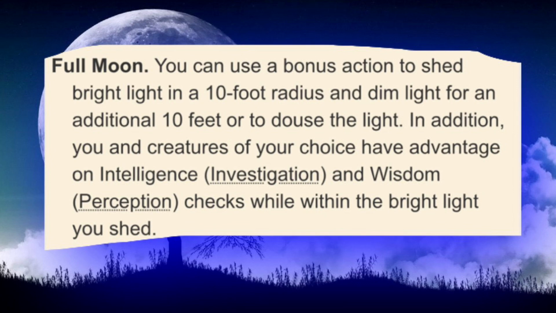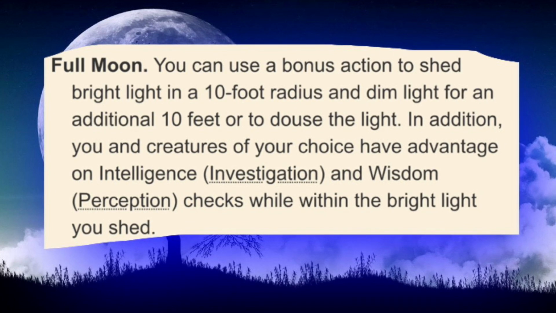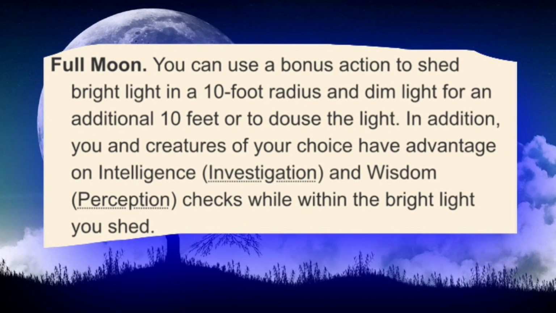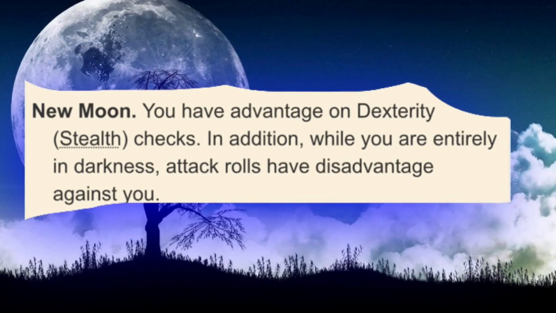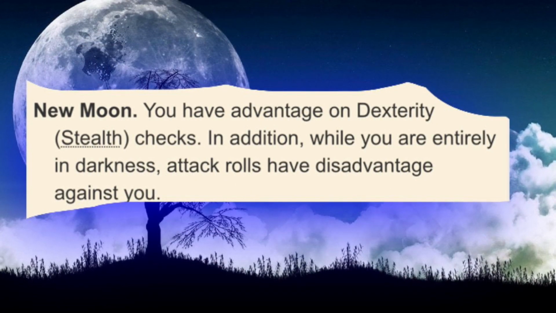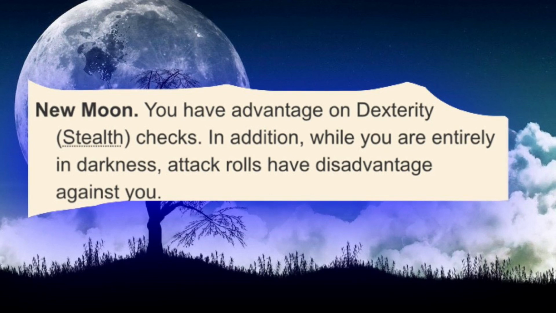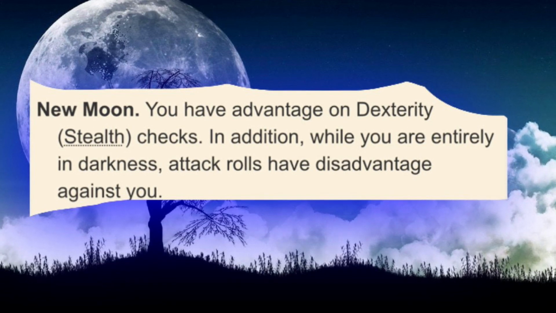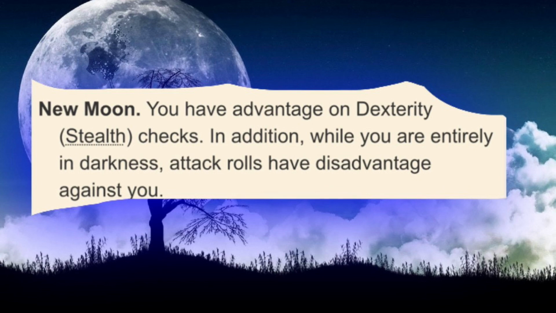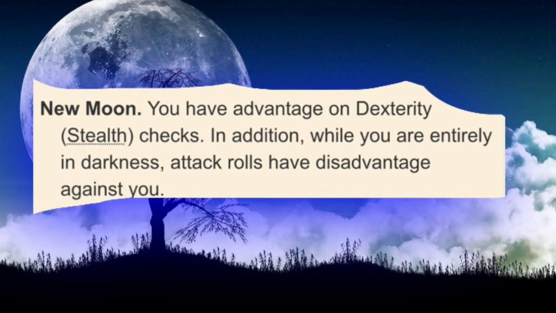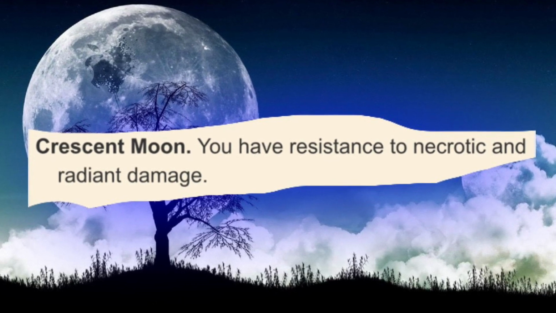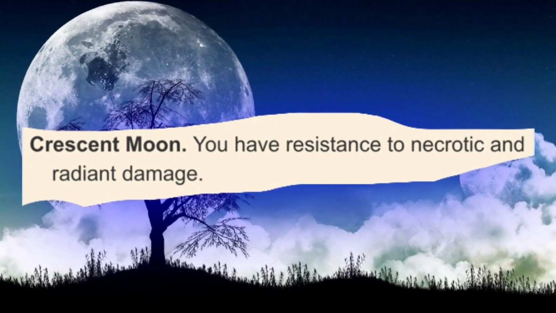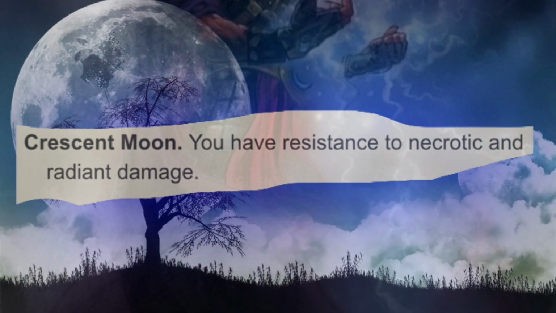You and creatures of your choice have advantage on intelligence investigation and wisdom perception checks while within the bright light you shed. If you're in the new moon phase, you have advantage on dexterity stealth checks. In addition, while you are entirely in darkness, attack rolls have disadvantage against you. While in the crescent moon phase, you have resistance to necrotic and radiant damage.